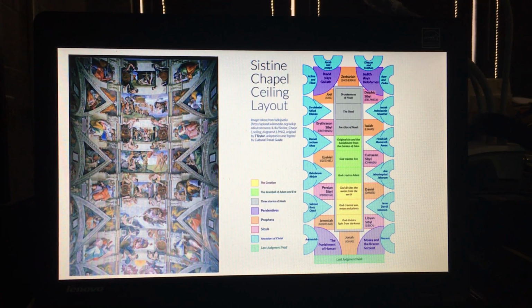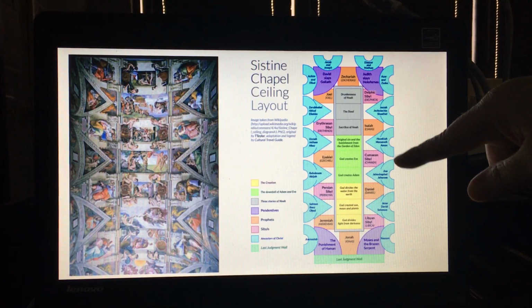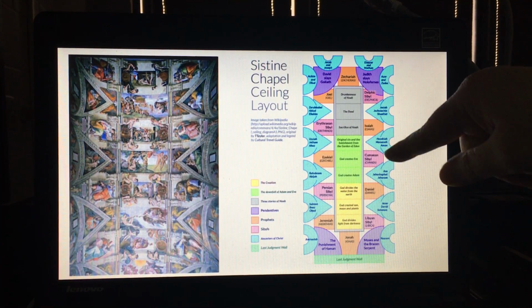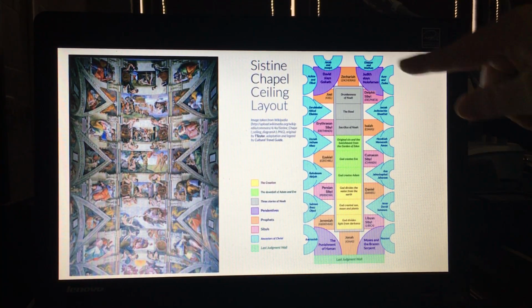There's just one tree, don't mess with it. And they went ahead and messed with it. Right. We'll look at that image. Then we have three stories of Noah. Sacrifice of Noah, the flood, and the drunkenness of Noah.